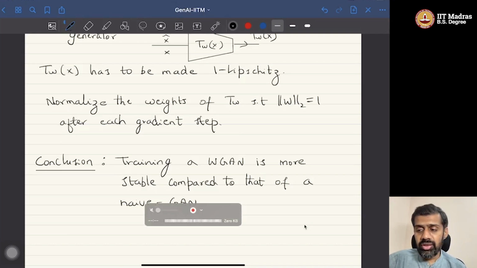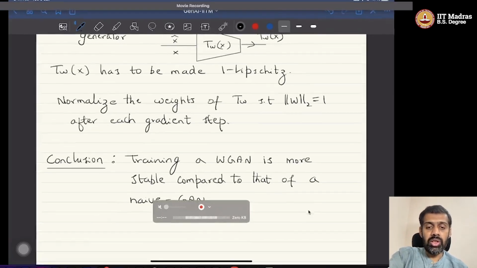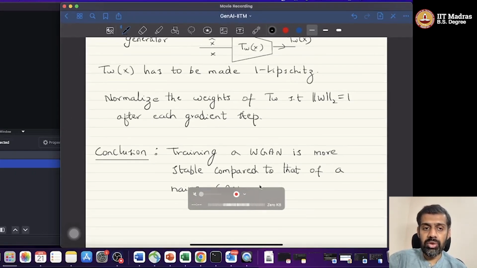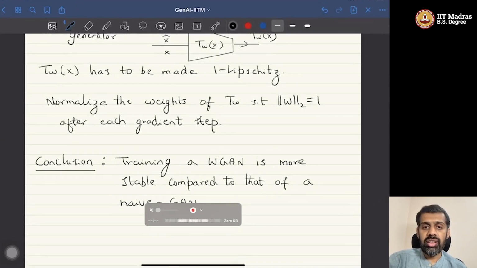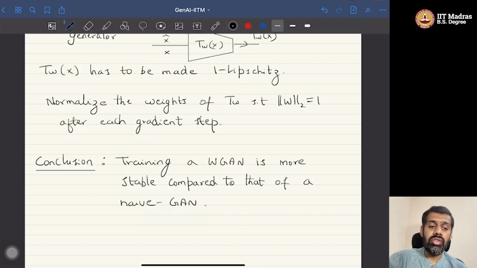Okay, so with this we will conclude this particular module. In the next module, which is the final module on GANs, we will be looking at some of the applications of using GANs in applications that are different from generation tasks, sampling tasks.